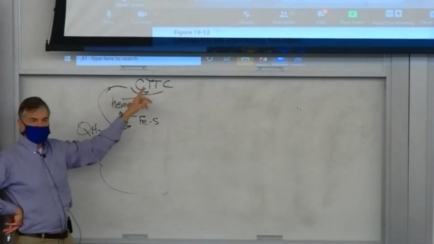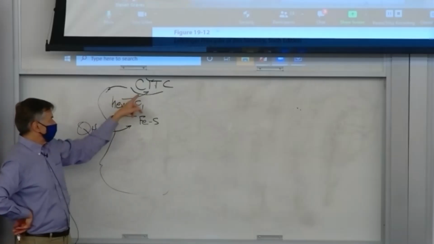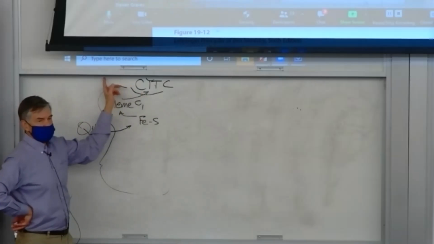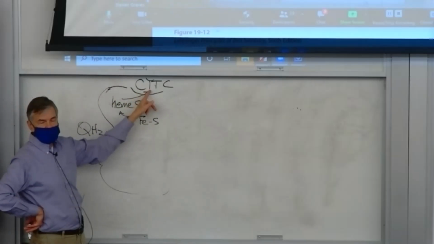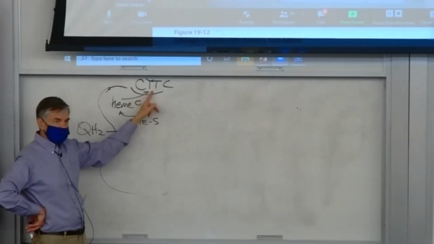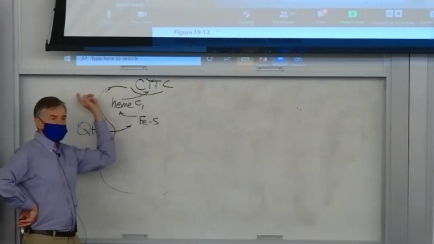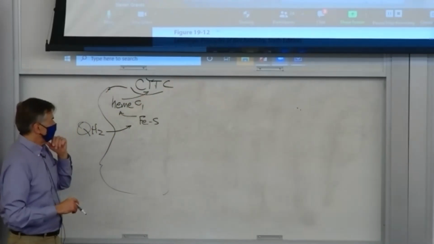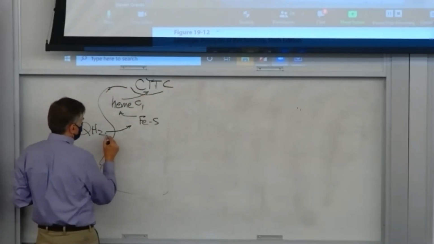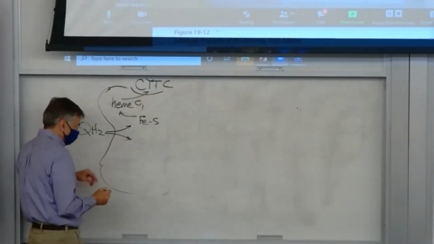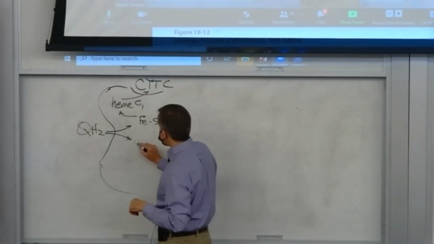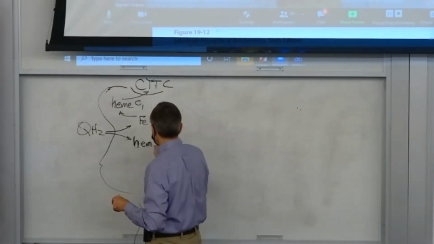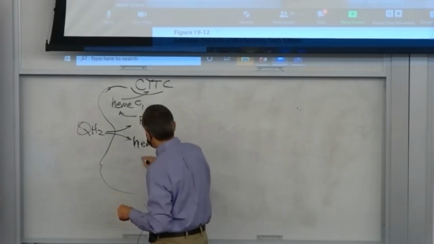But this takes time. On a time scale, the movement of electrons is much, much faster than the ability to bring an oxidized copy of cytochrome C in, pick up an electron, move on, bring in another copy of oxidized cytochrome C to pick up the second electron. So that's why there needs to be a second pathway that allows for the second electron to be moved immediately elsewhere.